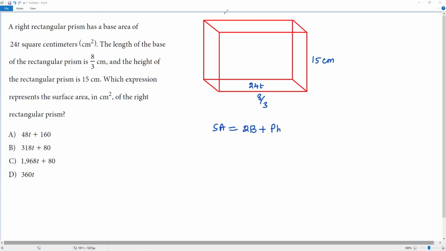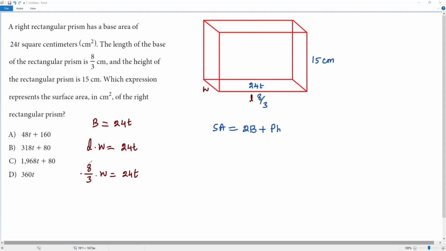Okay, here already we know that this is the length of the base and this is the width of the base. Let's consider the area of the base, that is capital B equals 24t. Since the base is a rectangle, we can use the formula for the area of a rectangle, that is length times width equals 24t. So the length we already know, the length of the base, that is 8/3. We can plug in 8/3 for L over here, times W equals 24t. Now let's solve for W in this equation.